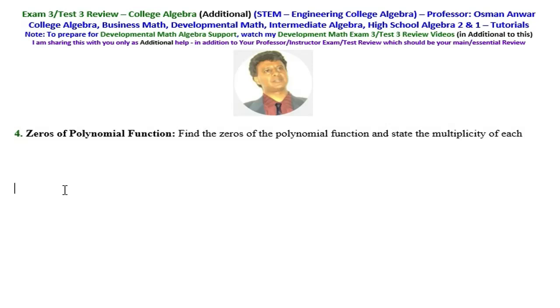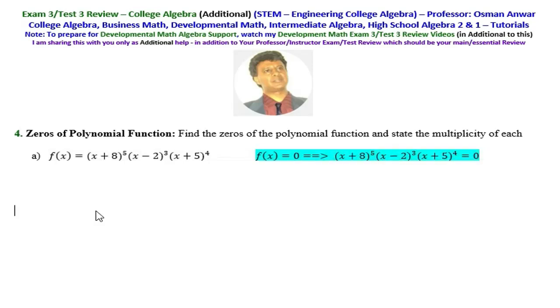Number 4, zeros of polynomial functions. Find the zeros of the polynomial functions and state the multiplicity of each. A, f of x equals x plus 8 to the 5 times x minus 2 to the 3rd times x plus 5 to the 4. So set the function f of x equal to 0: x plus 8 to the 5 times x minus 2 to the 3rd times x plus 5 to the 4 equals 0.